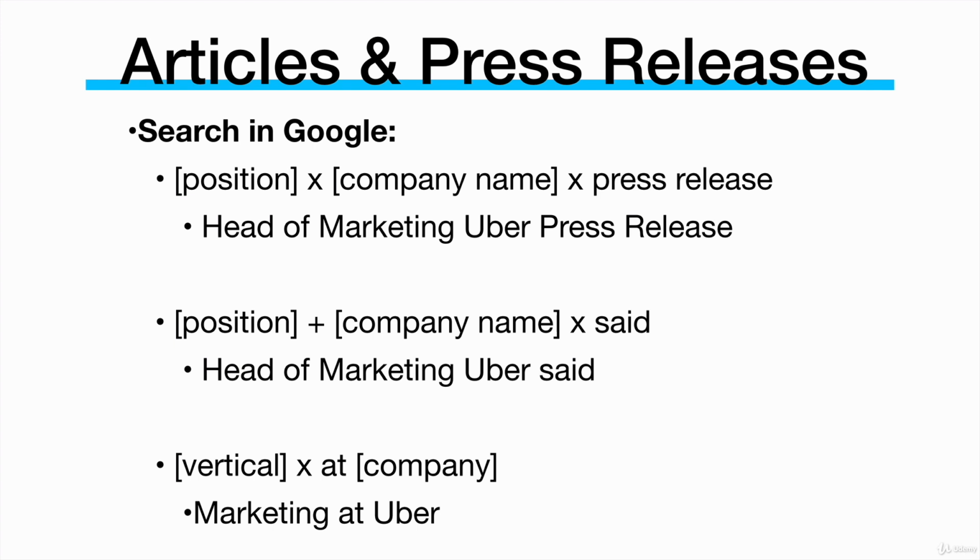The second thing that you can type in is the position, then the company name, and then the word said. So it would be similar to finding what the head of marketing said as a quote, and in Google it's head of marketing Uber said. And finally, you can just type in the vertical, like marketing, and then the company name after. If you type in marketing at Uber, then you're going to get a lot of articles of people who are in the marketing department who said something and work at Uber, so they may be a fit for you.